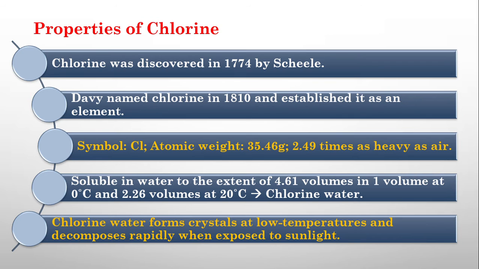It is 2.49 times as heavy as air, and it is very soluble in water to the extent of 4.61 volumes in 1 volume at 0 degrees Celsius. When we are allowing the chlorine to dissolve in water at 0 degrees Celsius, we can dissolve almost 4.61 times chlorine into water. Okay. And when the temperature is very low, chlorine water will form crystals. And when the temperature is very high, or when it is exposed to sunlight, the chlorine will get decomposed. Okay, so that is the main property of chlorine.